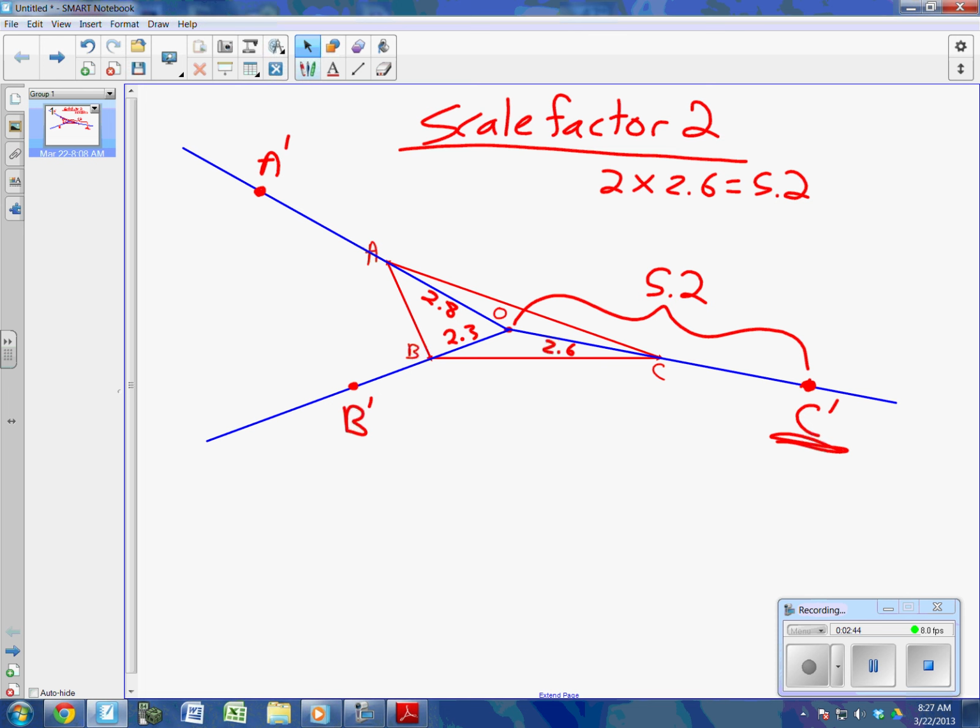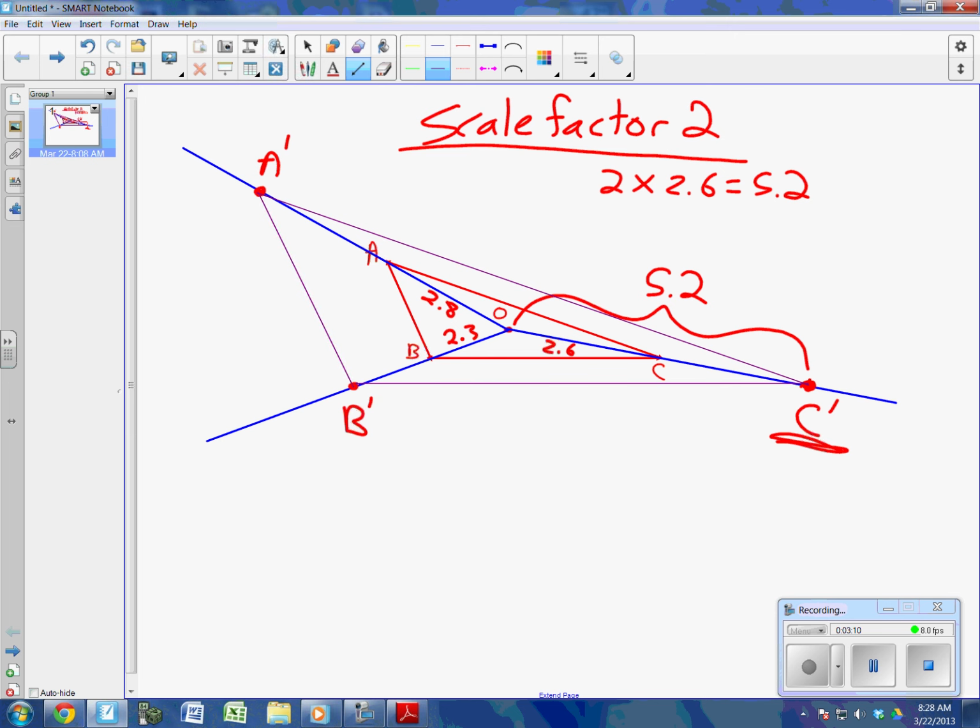Connect the dots. That's right. You are now going to connect these things. A prime to C prime, C prime to B prime, and B prime to A prime. And that purple one is my image. It's twice as big as the other one, scale factor of 2.